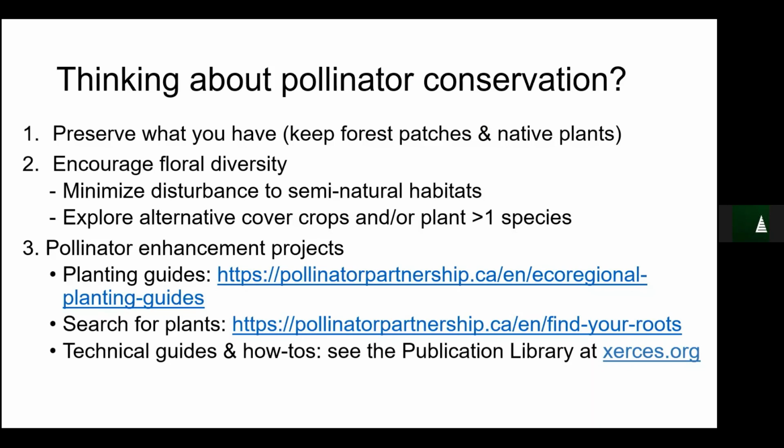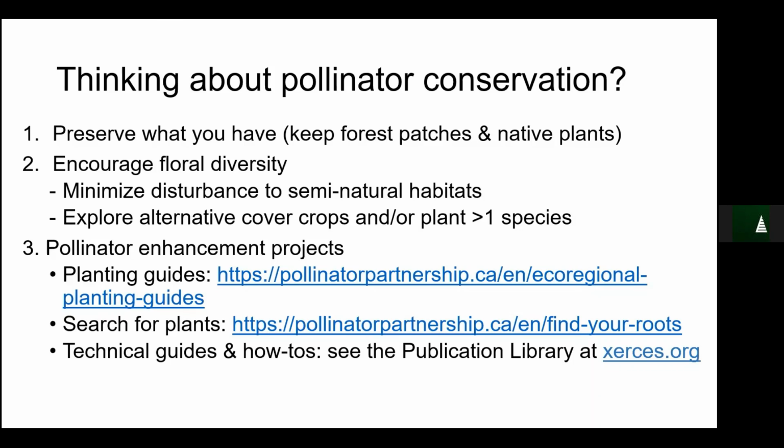I've also seen a number of papers recently actually about the value of legumes for pollinators. And if you're thinking about going all out and doing some pollinator enhancement, I could highly recommend pollinatorpartnership.ca. They have eco-regional planting guides that are specific to every single ecoregion in BC. They're excellent. You can also specifically search for pollinator-friendly plants using their tool, which is the Find Your Roots tool.